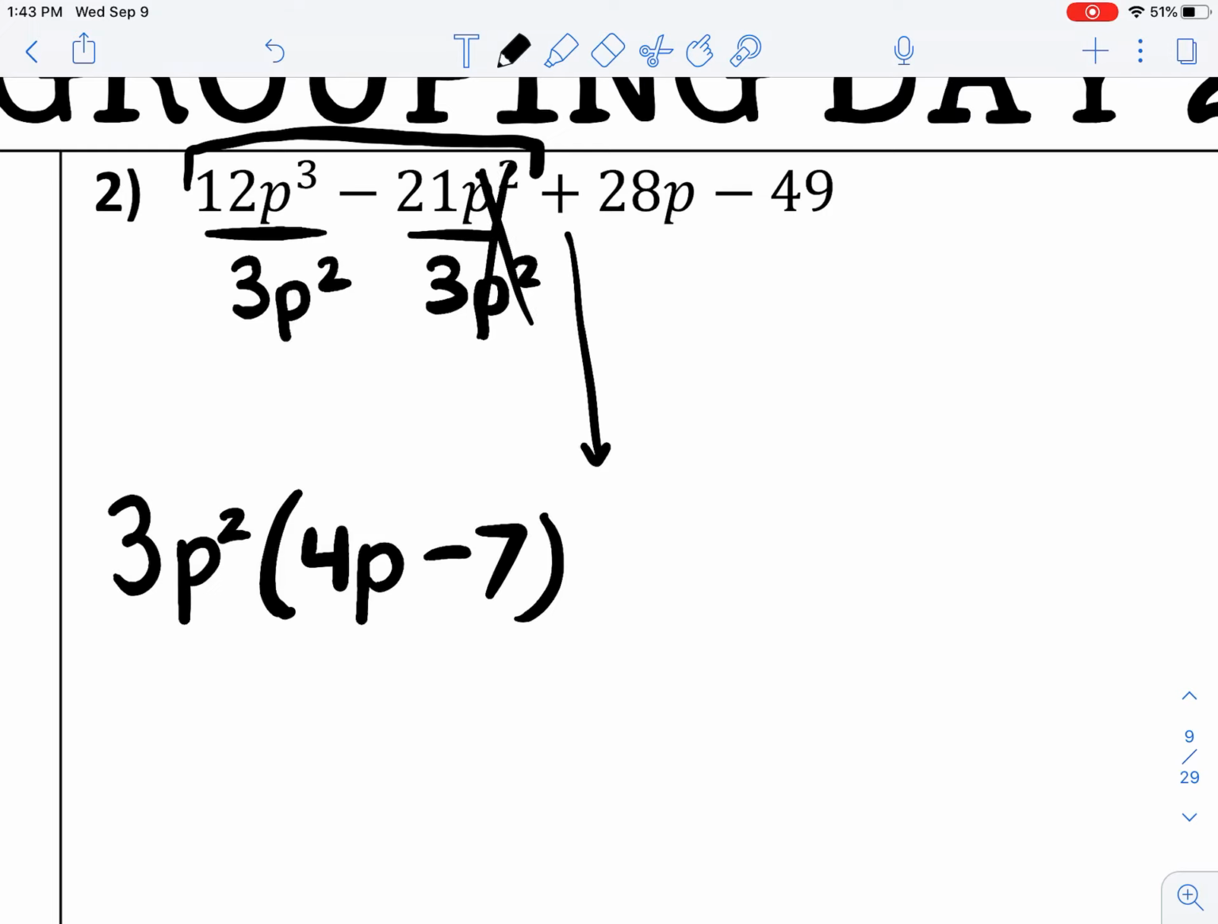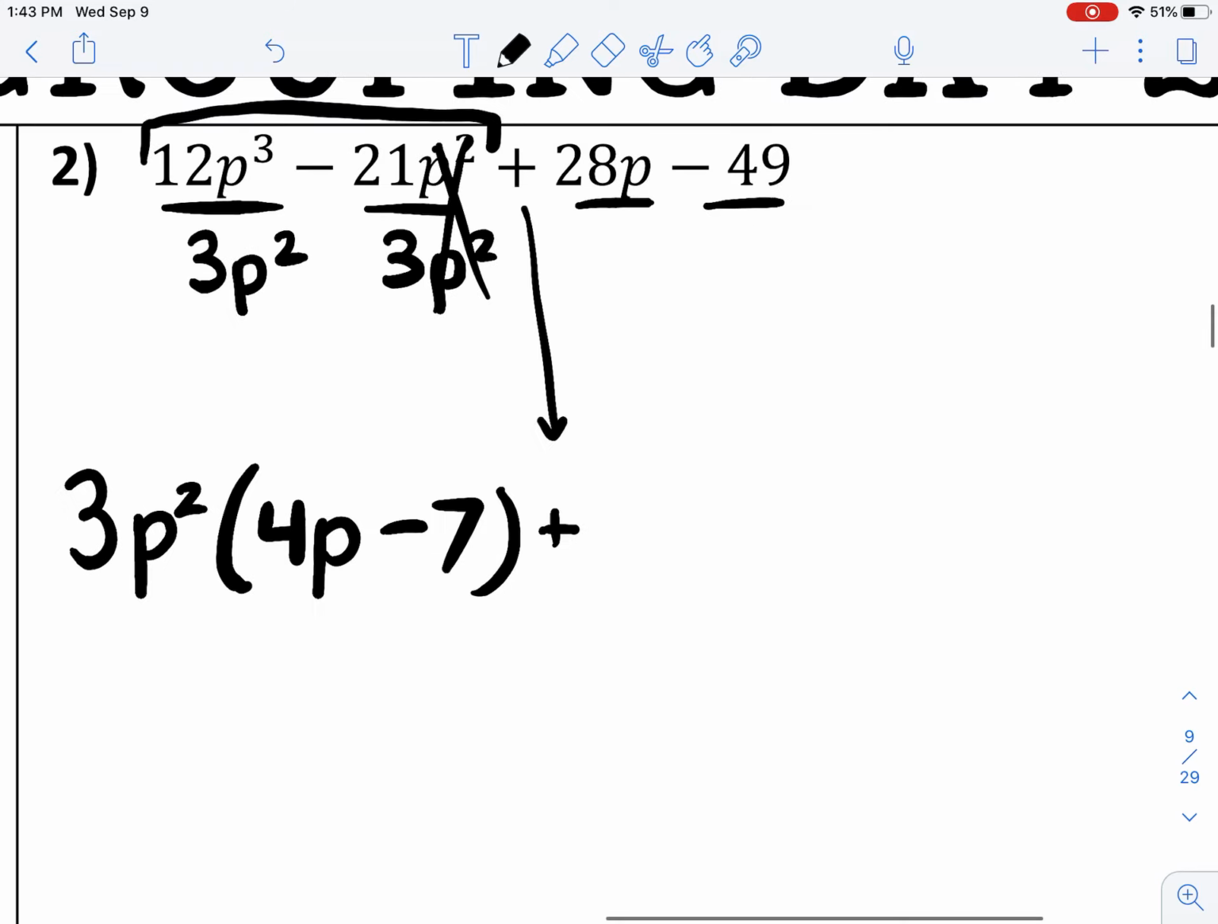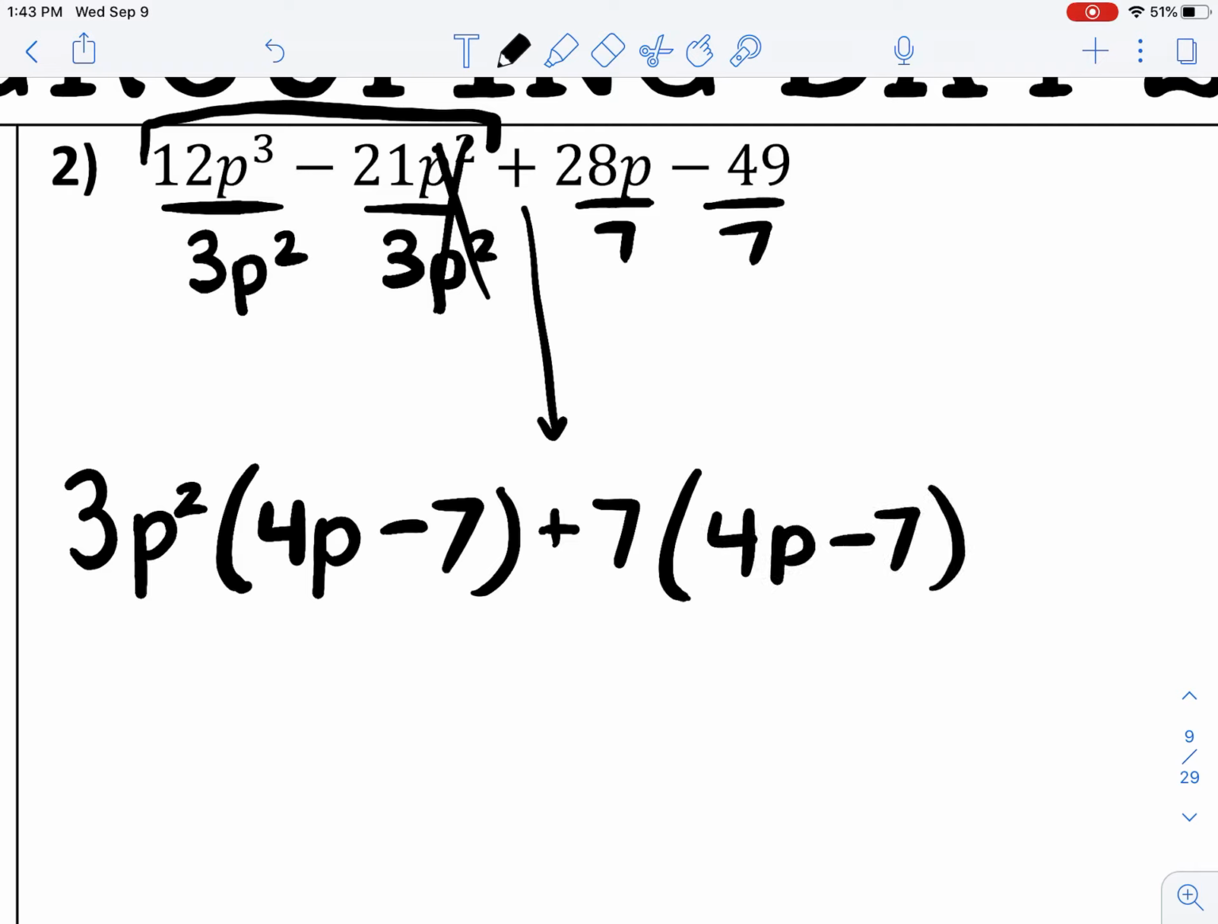Bring down the plus sign. Divide by my GCF for group 2. To find the GCF of 28 and 49, I can use my brain or I could use my calculator. I know that it is 7. There is no variable in this GCF because the 49 does not have a variable with it. So it's just a 7 that I'm dividing by. So when I divide, I put my answer in parentheses, giving me 4p minus 7 again.